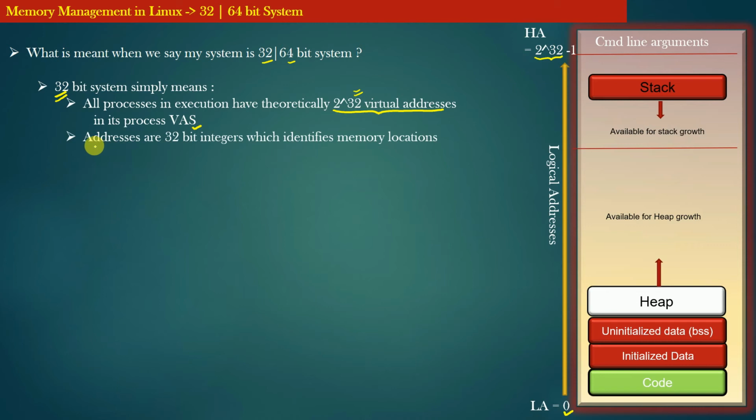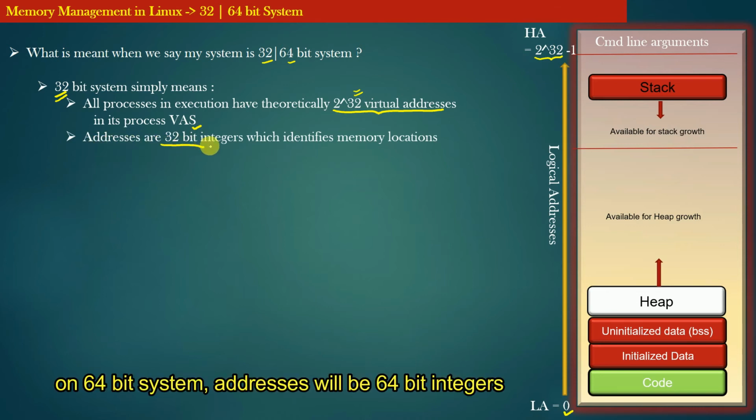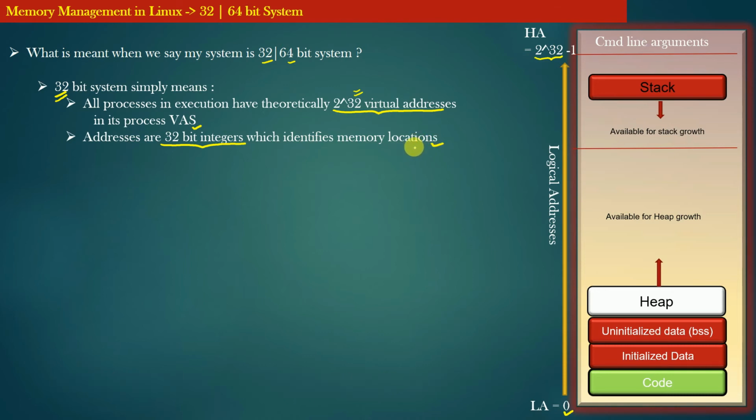So addresses are nothing but just 32-bit integers which identify memory locations, right? Now this memory location could be any location in this process virtual address space, starting from the memory location 0 to the highest memory location whose address is 2 raised to the power 32 minus 1.